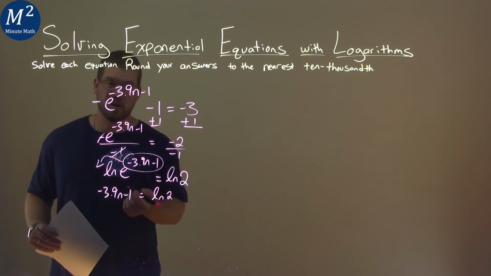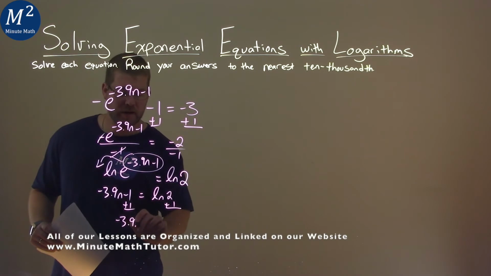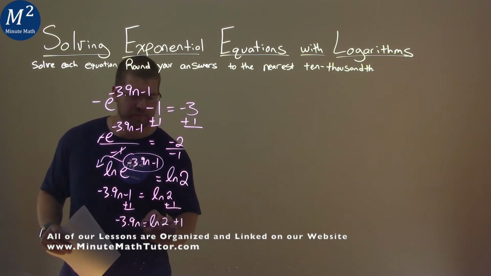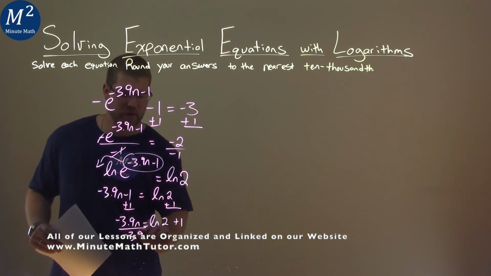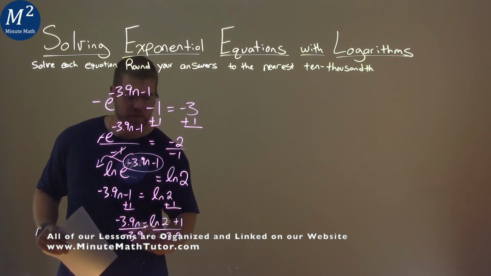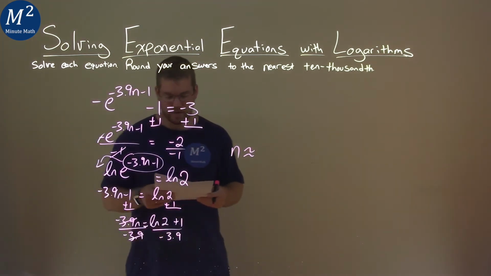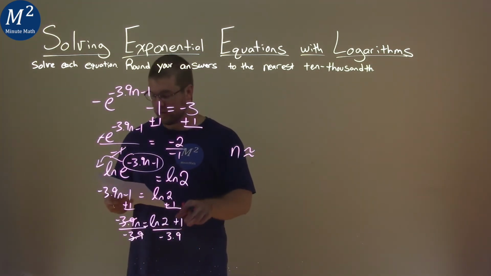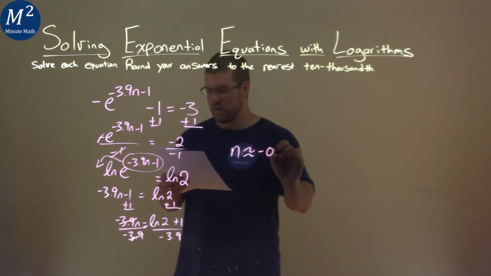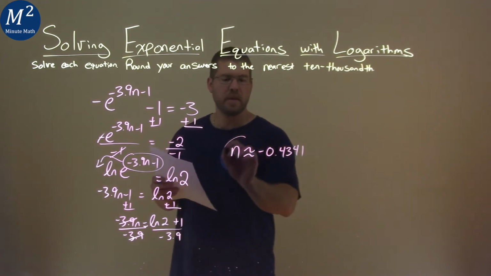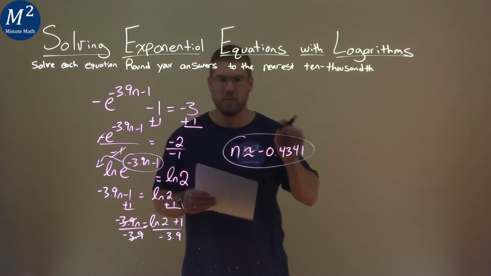From here, I'm just solving for n. I add a 1 to both sides, and I have -3.9n equals natural log of 2 plus 1. I'm going to just leave it out without using a calculator right now. Divide both sides by -3.9. That cancels on the left, leaving me n by itself. It's going to be approximately, and here's where I use my calculator in this last step, the natural log of 2 plus 1 divided by -3.9 comes out to be approximately -0.4341. And our final answer here is n is approximately equal to -0.4341.